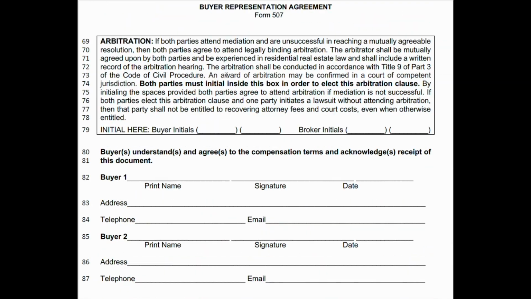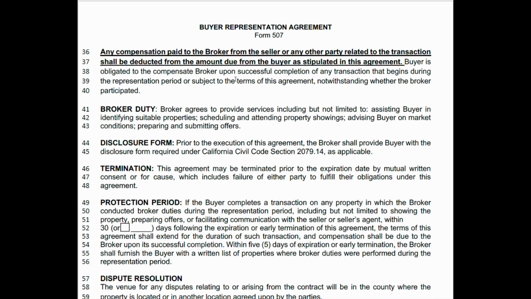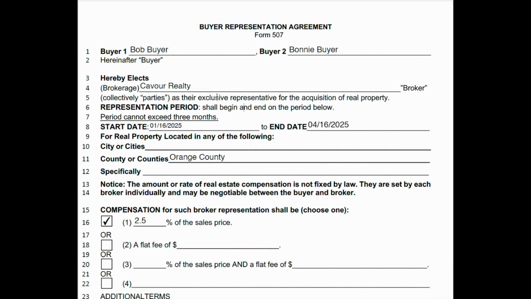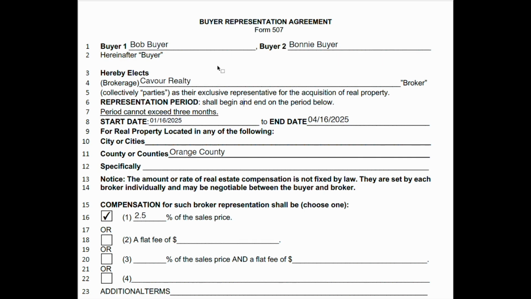This one's just 3 pages, but very thorough, covers everything you need. This is actually the California version, which is nearly identical to the version that can be used in other states. There's just literally one line difference that I'll show you. Now, we start by putting the buyer names here on the top, line 1, the name of the brokerage representing the buyer on line 4.